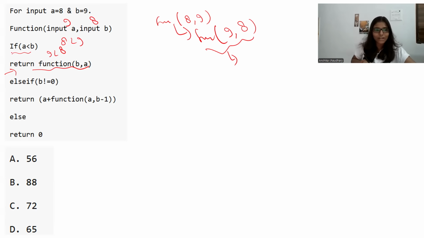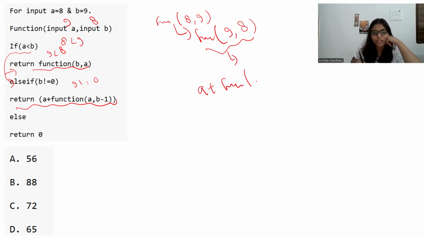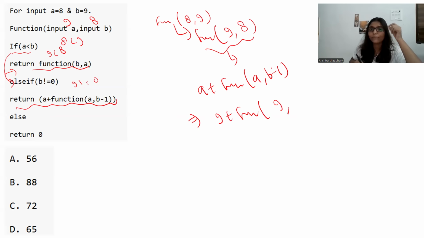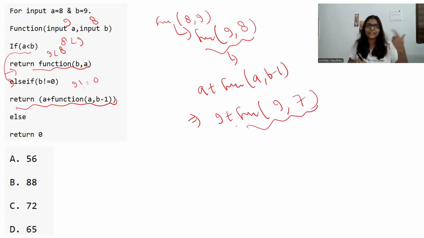So we will come out of this if part and check in the else part. So it is checking else if b is not equal to 0. So 9 is not equal to 0. Yes, the condition is true. So it will return this thing. Right. So this function will return a plus a function call for a comma b minus 1. That means if we solve it further, we get a, that means 9, plus function call a comma b minus 1, that means 9 comma 7. Right. So now this function call will take place. Let's solve again. At the place of a, we have 9. At the place of b, we have 7.